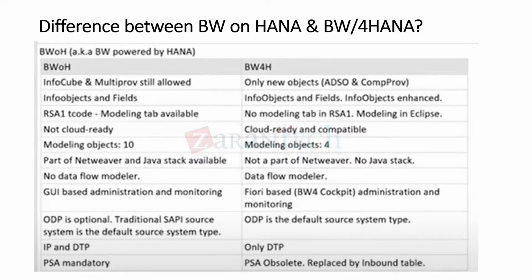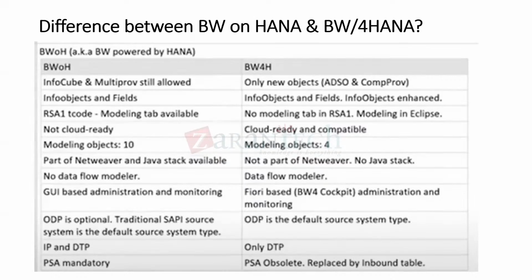There are a couple of things which I would definitely like to highlight here. One is we don't have to go for multiple objects like ODS, InfoCube. In BW for HANA, we have only one object, ADSO. We use ADSO to build the objects in BW for HANA. The other thing which I like here is we have something called a data flow modeler tool. We can use a data flow modeler to connect the objects and build the objects using drag and drop features in BW for HANA. And obviously, instead of multi-provider, we have something called a composite provider.